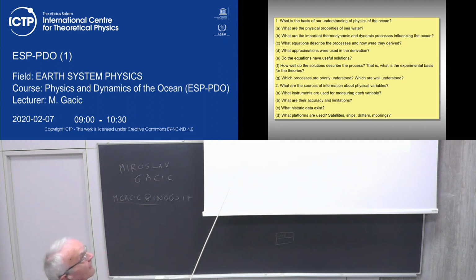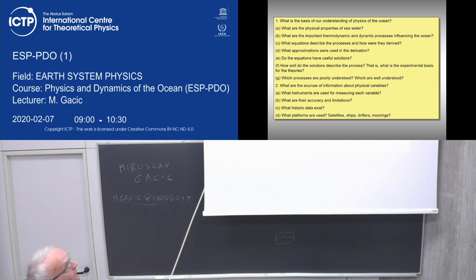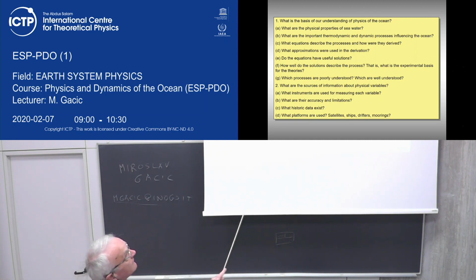What equations describe these processes? We always try to put down the equations in order to be able to describe these processes. So the same thing happens with the ocean. We set up the series of equations which describe the motions of the ocean, and what approximations were used in the derivations.